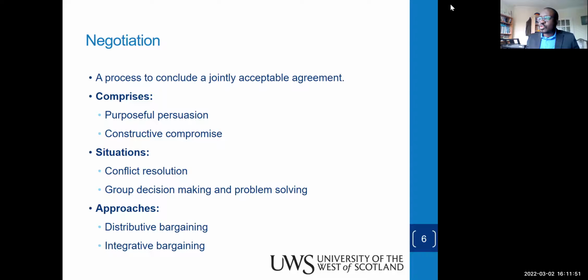Then we have the situations in which negotiations will normally take place. Two, okay? So we have conflict resolution, where typically you will see negotiation occurring in situations where we want to resolve conflict and bring some peace. Of course, there could be some conflict of interest, but can somebody give up his or her conflicting stance, to give in, so that we can all get some peace. Okay.